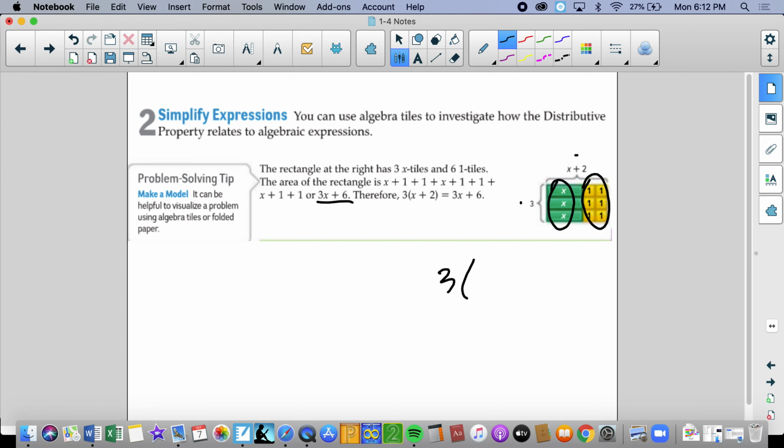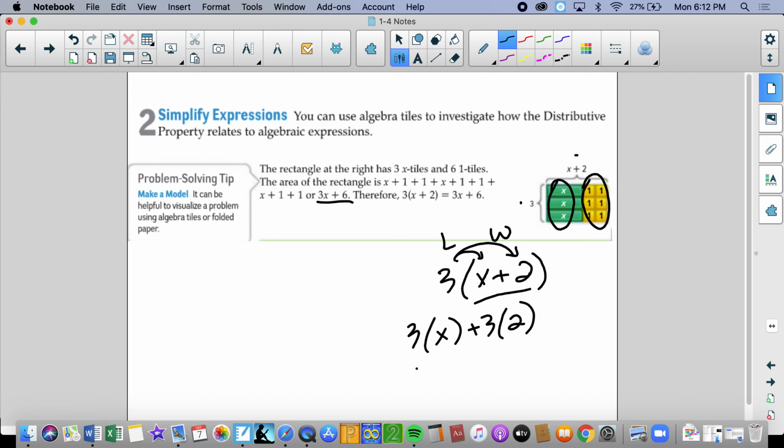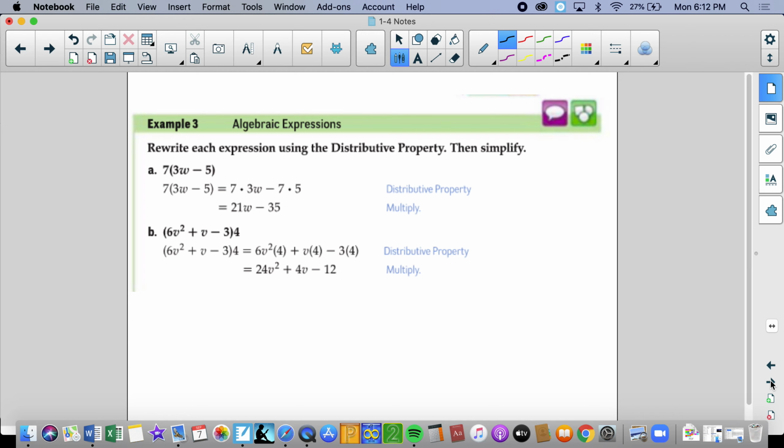Therefore, if we multiplied length times width, we would have 3 times the length times the width, and then we would use the distributive property. Now we would use the distributive property because we can't add x plus 2. So we would have 3 times x plus 3 times 2, which 3 times x is 3x, 3 times 2 is 6, and we would get that. That one's okay. I don't mind that one.